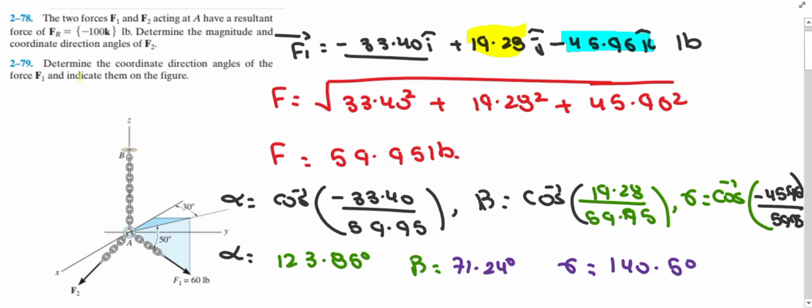But the question says that you are going to indicate them. Indicate them means you have to represent these coordinate direction angles on the diagram. So alpha is the angle between F1 and the positive x-axis. So this angle right here is 123.85 degree. If you see the diagram, okay. And the beta present here is the angle between F1 and the y-axis. So this angle right here is 71.24 degree. Similarly, the gamma present here is the angle between the z-axis and F1. So this angle right here is 140.05 degree.